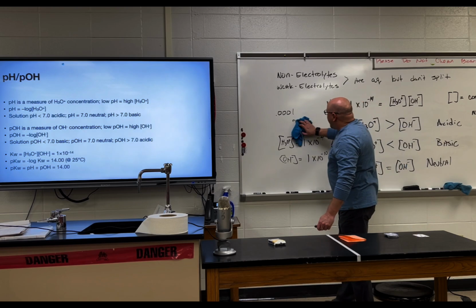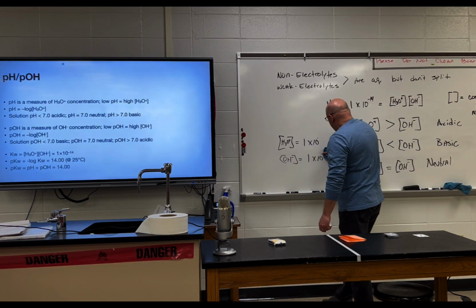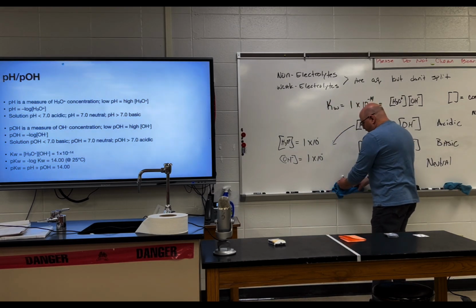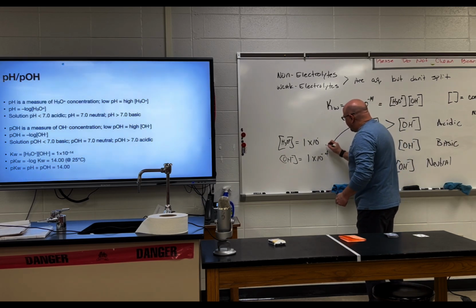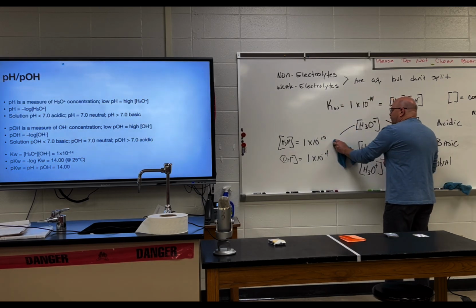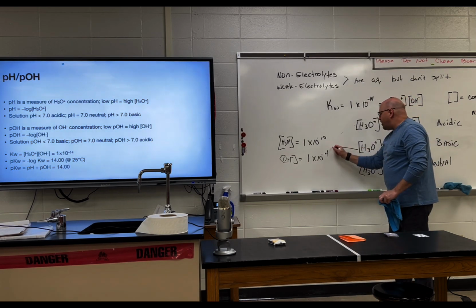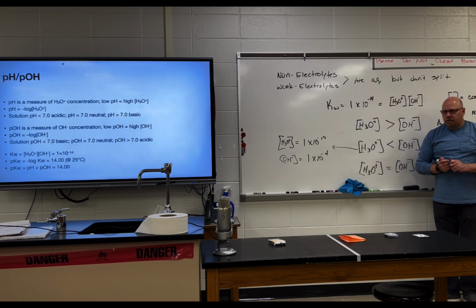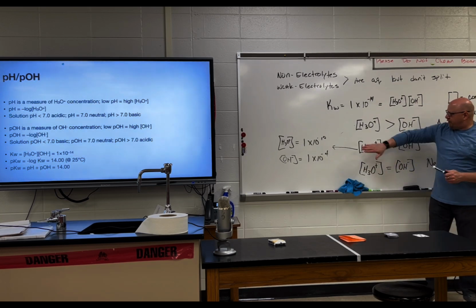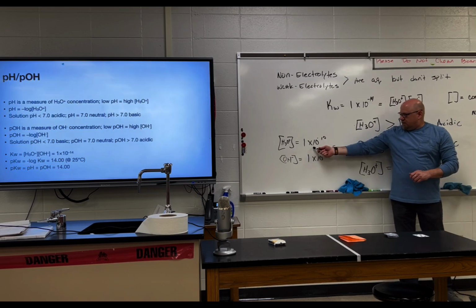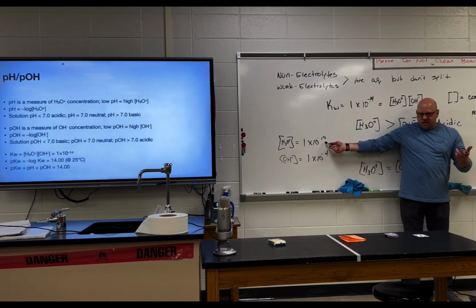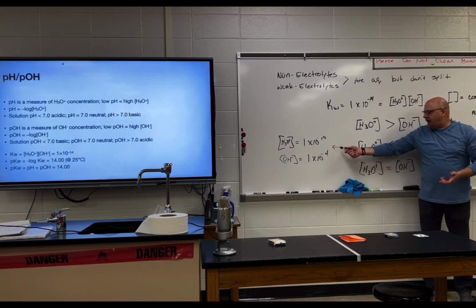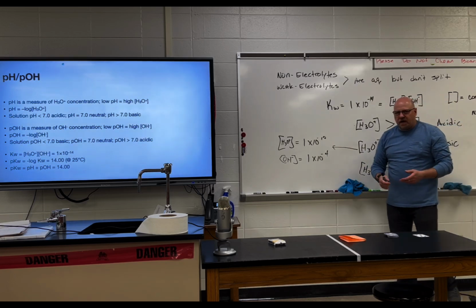If we went the other direction, let's make it easy for us here. If this was 4 and this was 10, so we now have our hydronium less than hydroxide. Going with Ella's pattern, the pH of this would be 10. It's less than a hydroxide, basic.